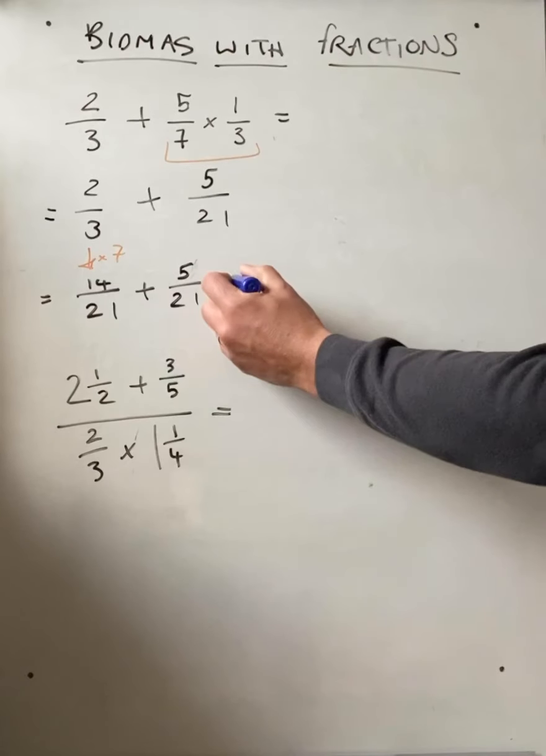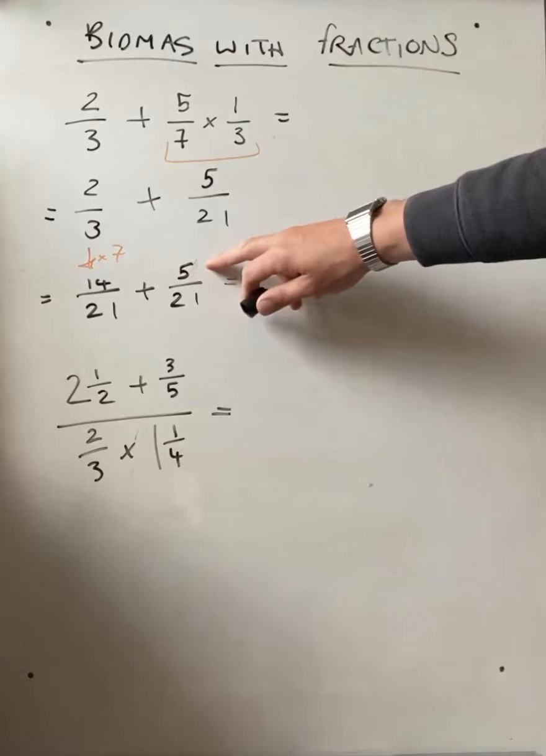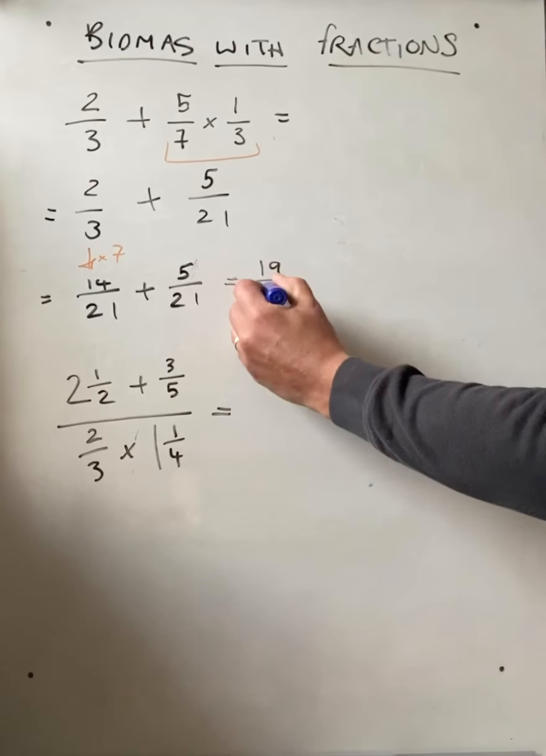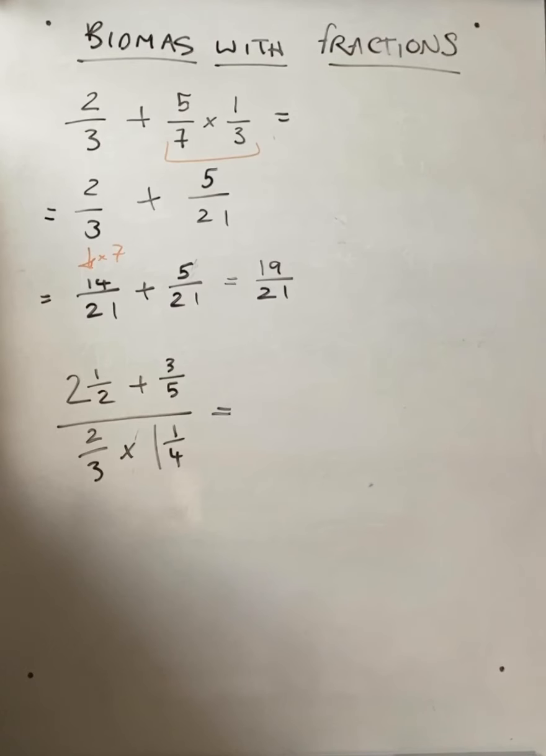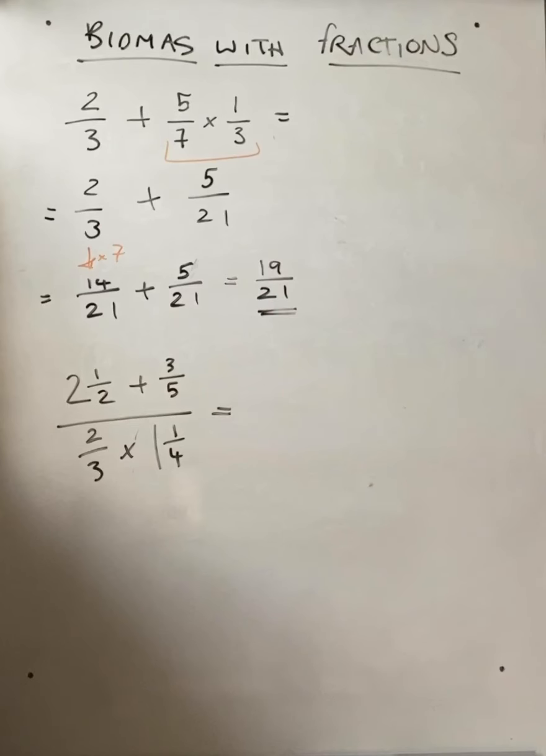I can now add the two together because they've got a common denominator. So we just add the numerators. 14 add 5 makes 19. And then we do a quick check to see if that can simplify. 19 is a prime number. 21 is not a factor of 19. And so we're fully simplified there. So a quick underline to say that that's our final answer.